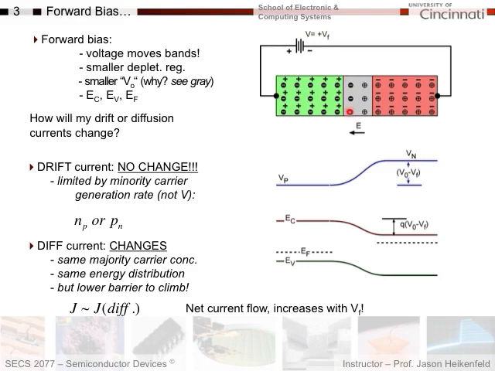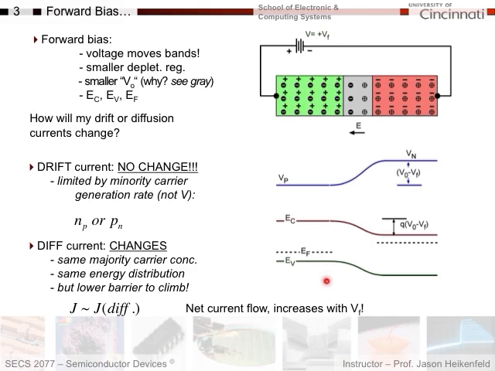So the question is next, how does this change my band diagram? Well, if I reduce my contact potential by putting a forward bias here, I put positive voltage on this side. Positive voltage shifts the bands down, which is the same as shifting the bands up on this side. And you can see that now the Fermi levels no longer line up because this is shifted down.